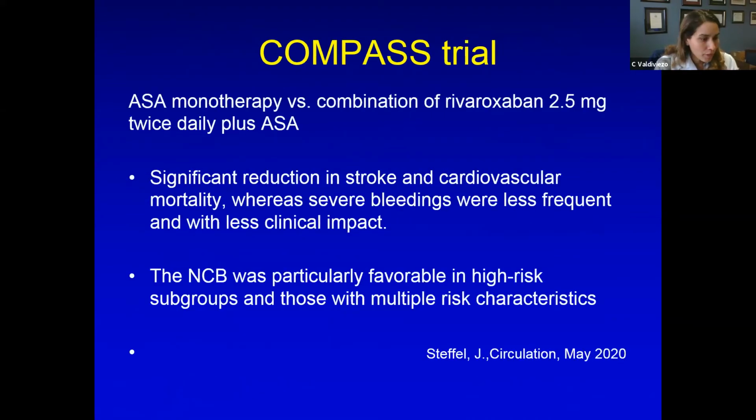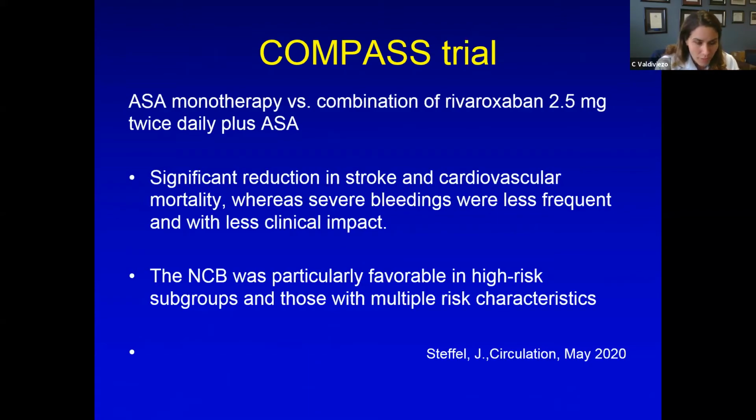There are 2 remarkable trials that came out last year that I wanted to mention. One is the COMPASS trial that evaluated aspirin monotherapy versus rivaroxaban in combination with aspirin. And those were randomized controlled trials, and they showed significant reduction in stroke and cardiovascular mortality, whereas severe bleeding was less frequent with less clinical impact. So this was particularly favorable in high-risk subgroups and those with multiple risk characteristics.